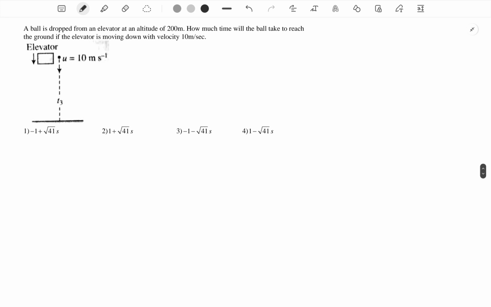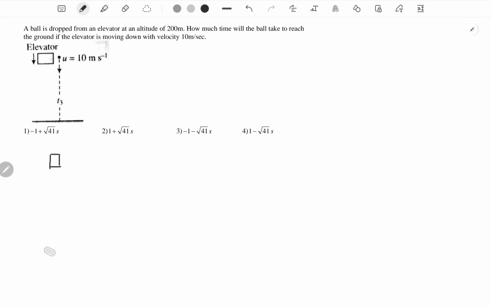Look at this one. A ball is dropped from an elevator at an altitude of 200 meters. How much time will the ball take to reach the ground if the elevator is moving down with a velocity of 10 meters per second? So imagine, basically write the equation, then proceed to solve the equation. Imagine this was the elevator. We need not draw such a big elevator.